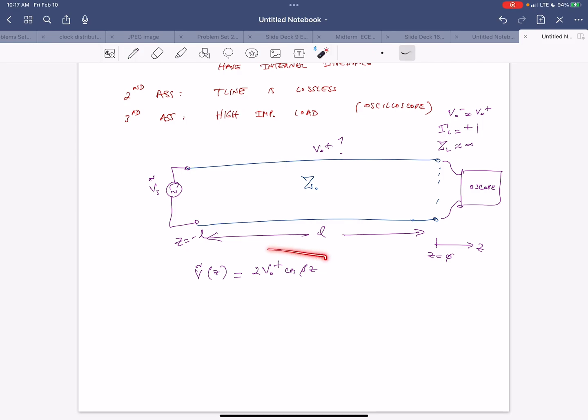So if I look at what the line tells me the voltage should be at z equal to minus L, the line impedance, I'm going to call that V line to separate it. That's what the transmission line tells me the voltage should be. That's equal to 2V0 plus cos of beta L, because I plugged in minus L. And by the way, cosine is an even function, so cosine of minus beta L is equal to cosine of beta L. It's the same thing. So that's what the transmission line tells me the voltage should be at that point, and my source is V sub S, so that should be the same as the source voltage.